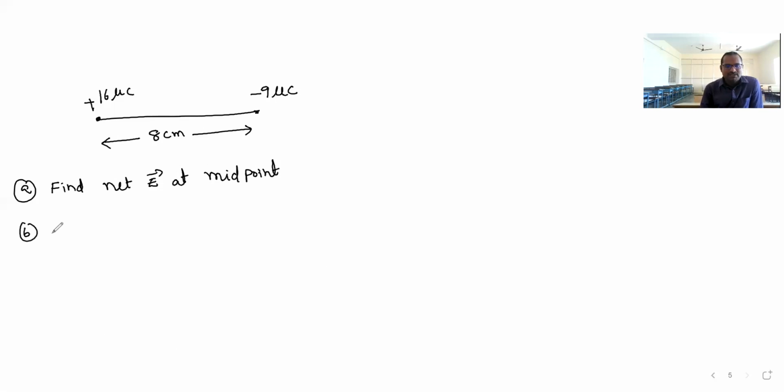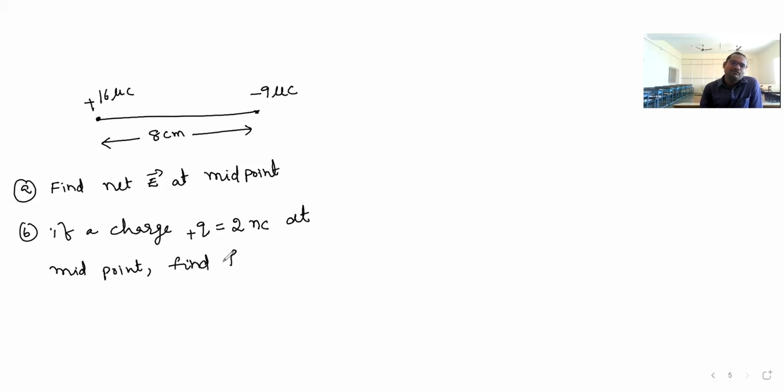Second question is, if a charge Q is equal to 2 nanocoulomb, let us suppose a positive charge, is placed at the midpoint, find the force on it. You can do it, no? Copy this question, you do it at home.